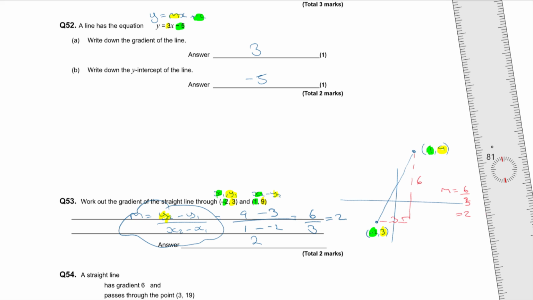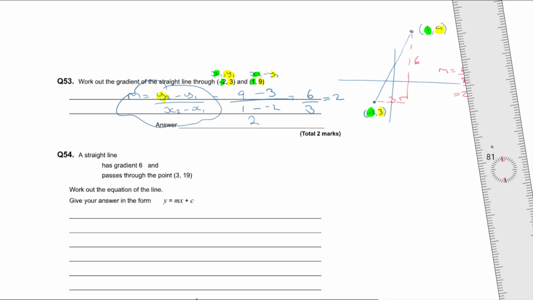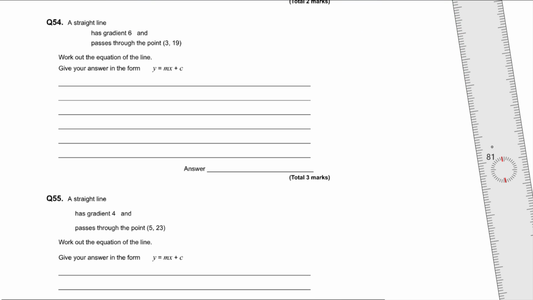Okay, so you either remember the formula or you know how to work it out from a sketch over there. I'll give you two methods. Use one of them and you'll get it right.